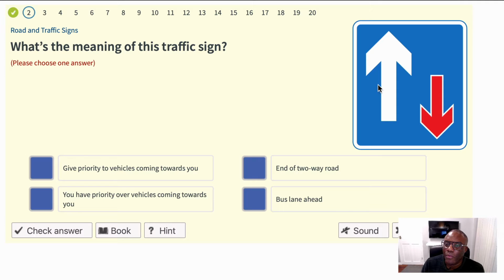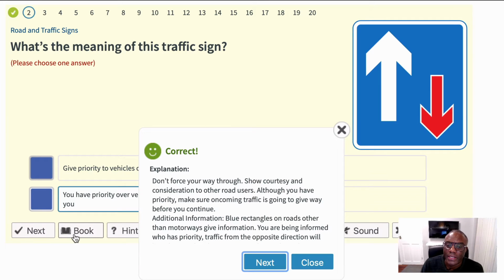You don't need to be giving way, they should be giving way to you. End of two-way road, it's not that one. You have priority over vehicles coming towards you. So yes, you're going up with a bigger arrow, so the chance is going to be that one. And still check your last one. Bus lane ahead, there's no bus symbol, there's no lane symbol either, so we know we can rule that one out. And then we check the answer.